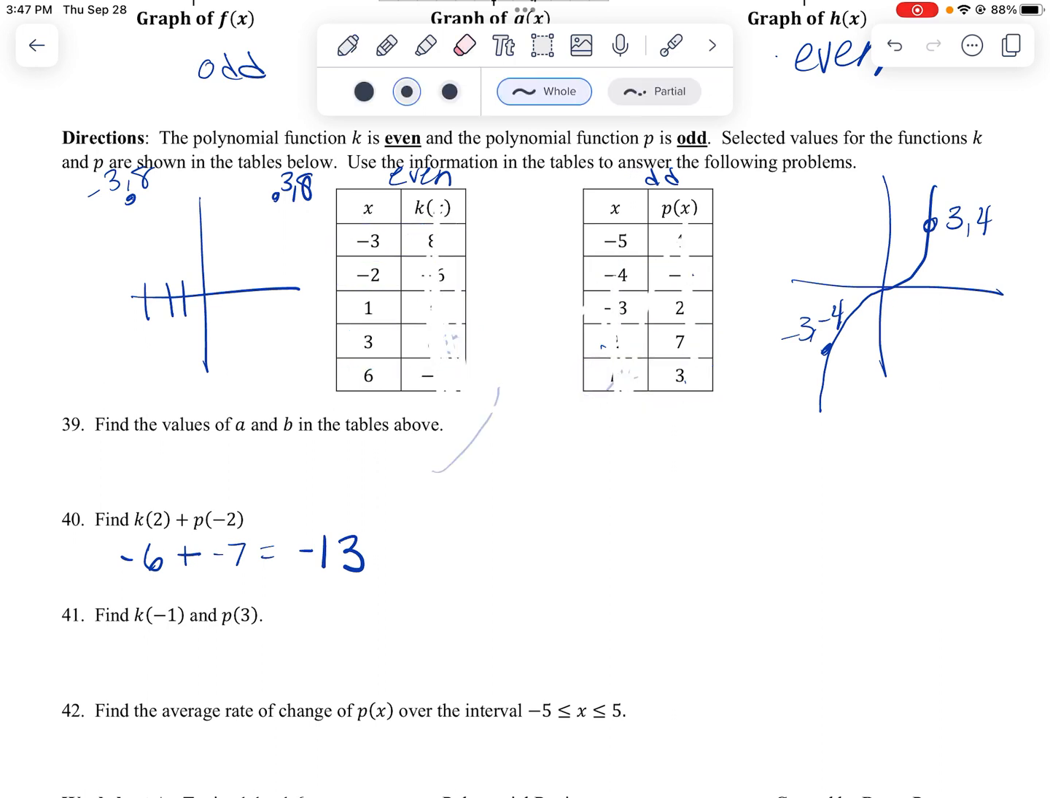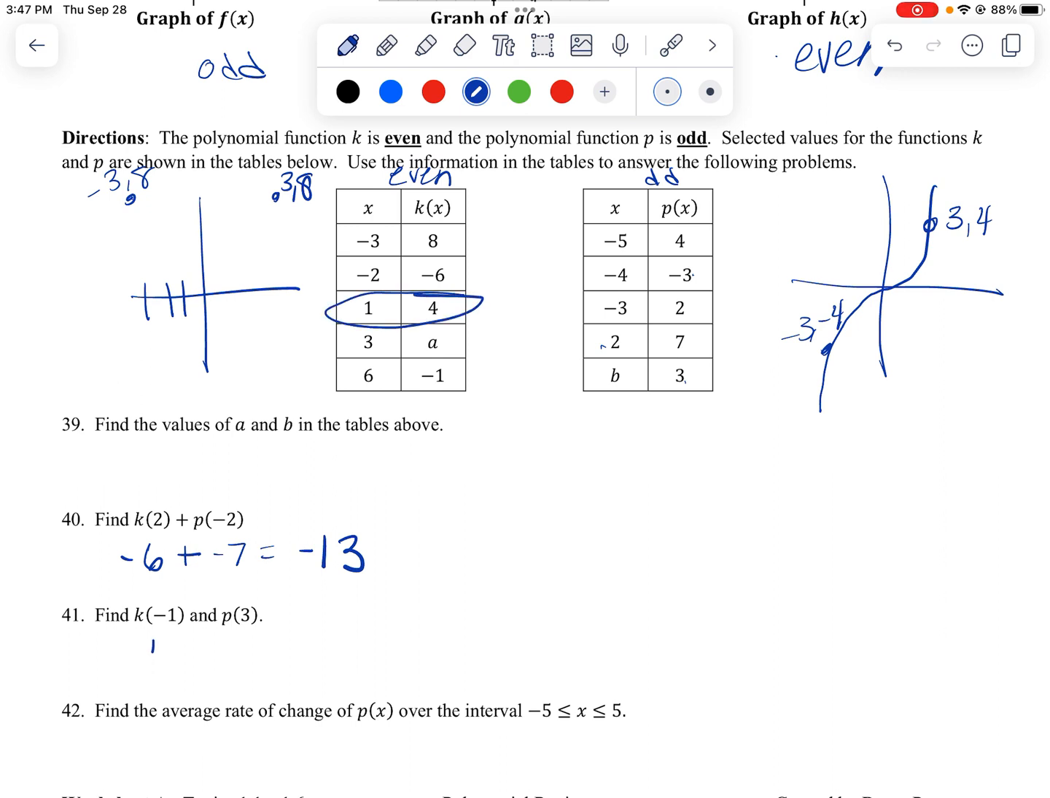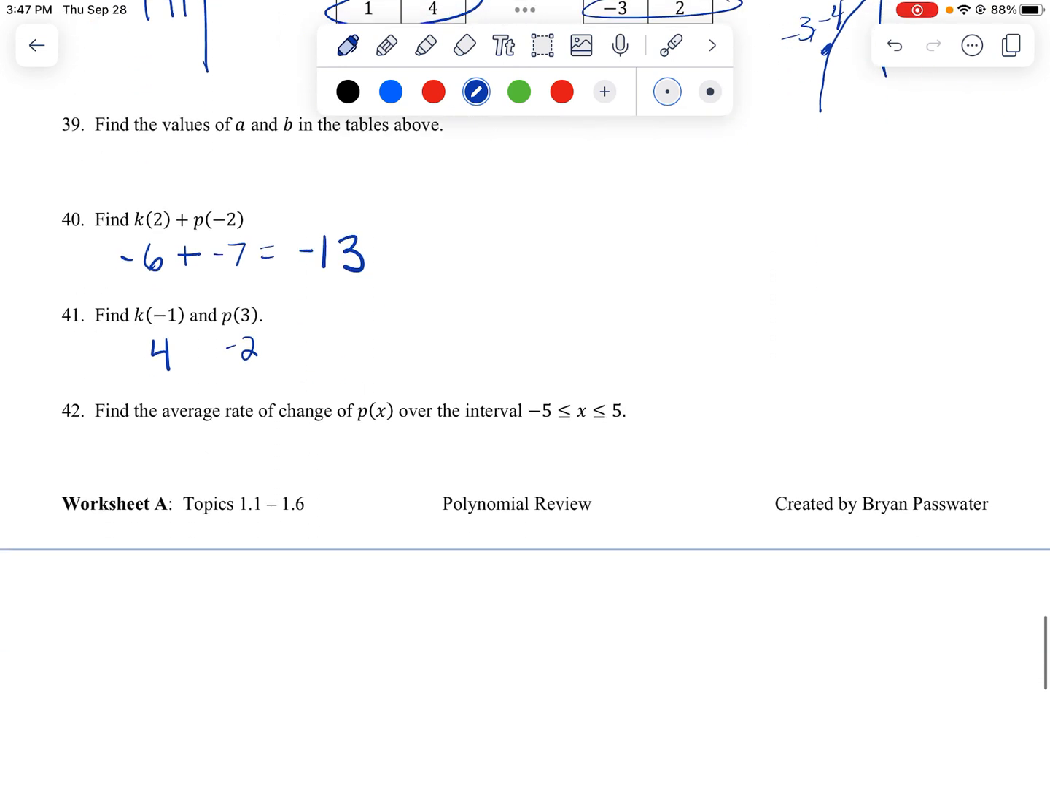All right. K of negative 1 and P of 3. So K of negative 1. So if that's 1 and 4, this has to be 4. And P of 3. Well, if negative 3 is 2, positive 3 would be negative 2. So we have 4 and negative 2. So K of negative 1 equals 4. P of 3 equals negative 2.